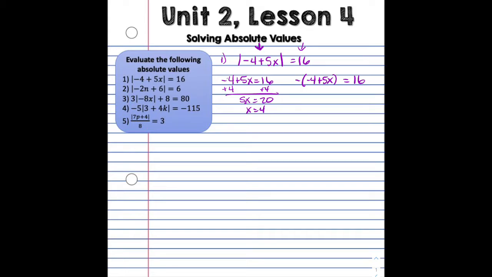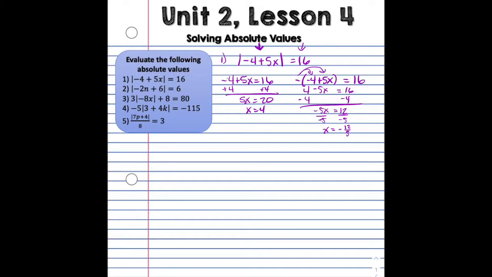Then over here, I can do one of 2 things. I can either distribute this negative sign through and get 4 minus 5x equals 16, or I could have divided by negative 1 and gotten negative 16 on the other side. But I'm going to go ahead and subtract by 4. I have negative 5x equals 16 minus 4 is 12. Divide by negative 5. I guess I'll show that so you guys aren't confused. I can divide by negative 5 on both sides. So x equals negative 12 fifths.